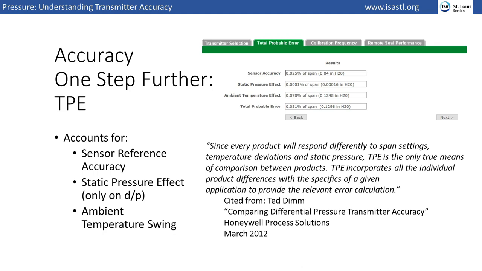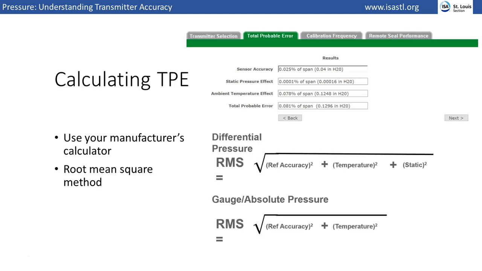So we looked at accuracy statements, but let's dig a little deeper. There's a common way to ensure the playing field is level and you can compare. It's called Total Probable Error, or TPE for short. TPE accounts for the things that you see here. Now we know that TPE includes reference accuracy, static pressure swing, and ambient temperature swing, we can calculate with a manufacturer's calculator or use the root mean square method you see here.